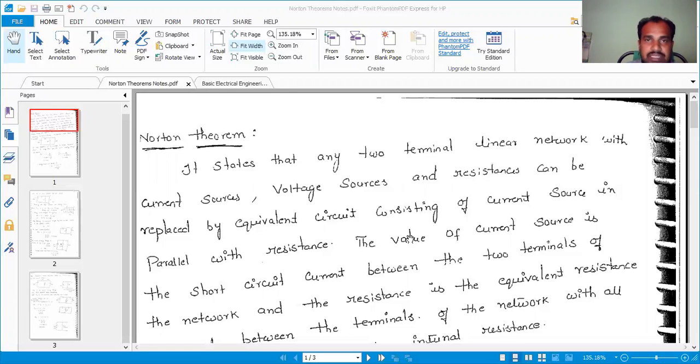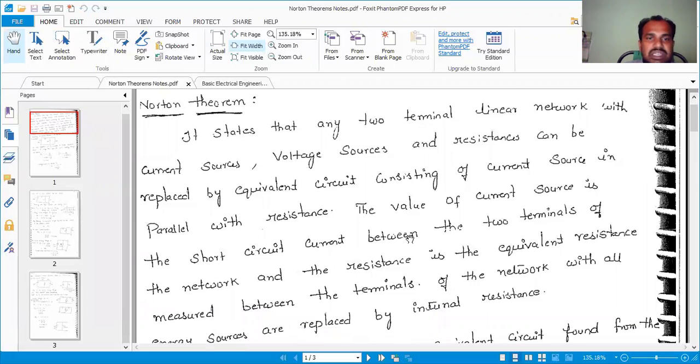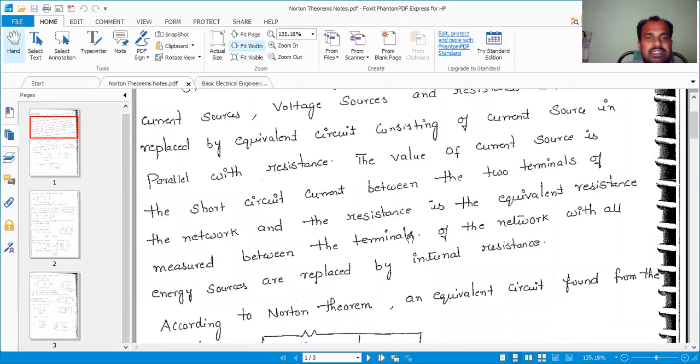series with a resistance. In Norton's theorem, the total equivalent circuit can be replaced by only one current source in parallel with a resistance. The value of the current source is the short circuit current between the two terminals of the network, and the resistance is the equivalent resistance measured between the terminals of the network, with all energy sources replaced by their internal resistance.